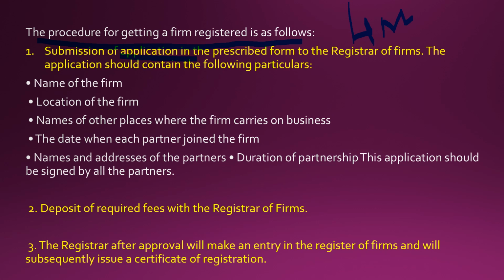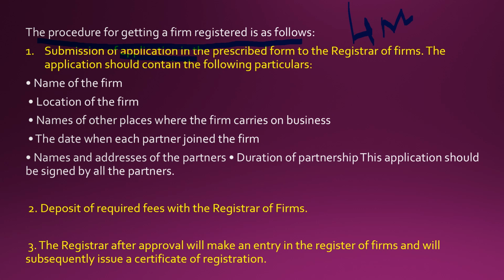They'll ask you the name of the organization, ABC Limited, you'll write. They'll ask you the location of the firm. You will say, I want to register my firm in, let's say, Karnataka, because you are in Karnataka. Then you will write the names of other places where the firm is carrying out business. My firm has business in Delhi, Bombay, Pune, all these places you will write.